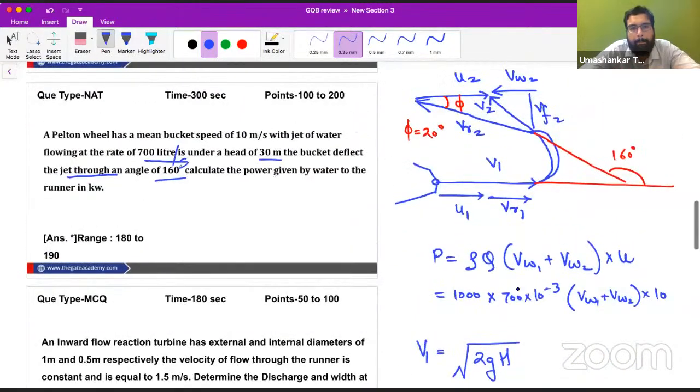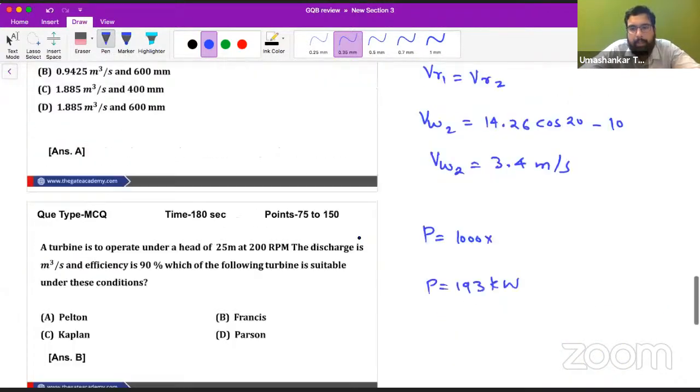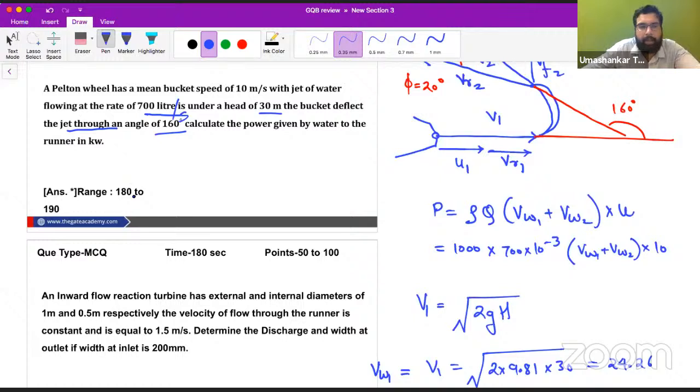Please answer me, yes or no. Okay, so the right answer is 193 kilowatt. Okay, so the range, it might have happened with you that you might have given the right answer, but it went out of the range.